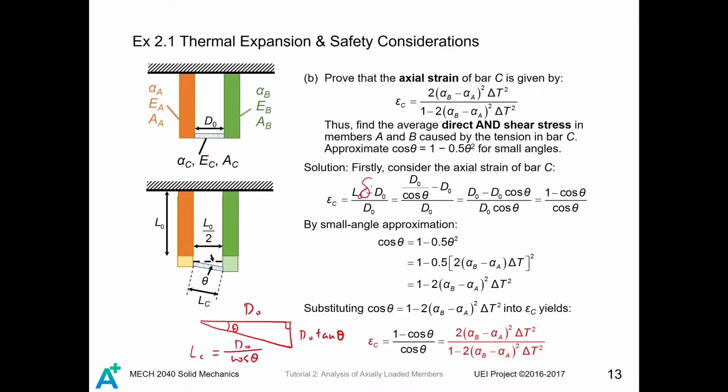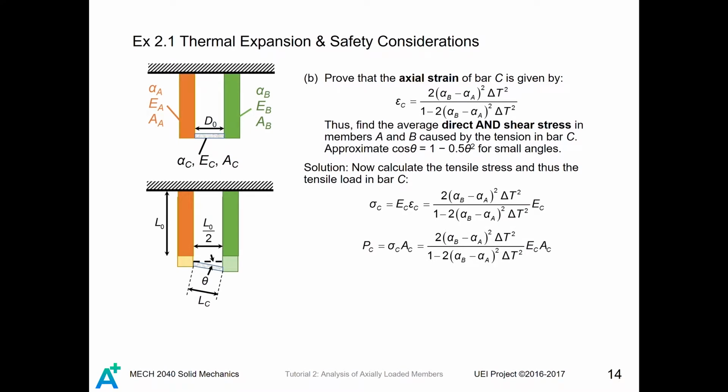It is deformation divided by its original length, which is (D naught divided by cosine theta minus D naught) over D naught. Then you remove the cosine by multiplying both the denominator and the numerator by cosine theta. Then you divide D naught from both the denominator and the numerator to get this result. Then by small angle approximation, we find cosine theta equals this. Finally, we do the substitution to prove the epsilon c formula.